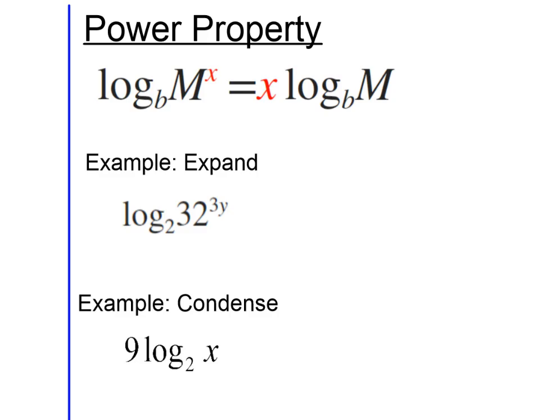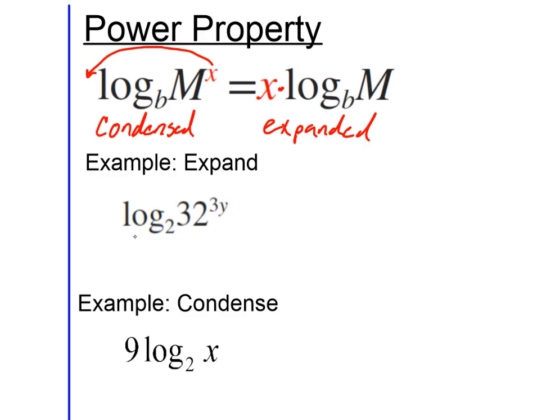It states that log base b of m to the x power is equal to the same thing as x times log base b of m. Basically, we can move the x to the front or put it back up on top using the power property. Do know that log base b of m to the x power is considered to be the condensed version, and with the x in front is considered to be the expanded version.